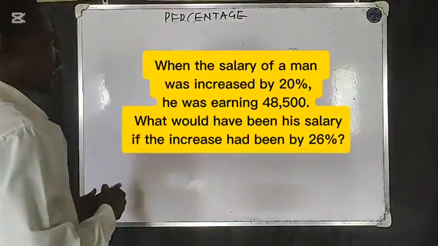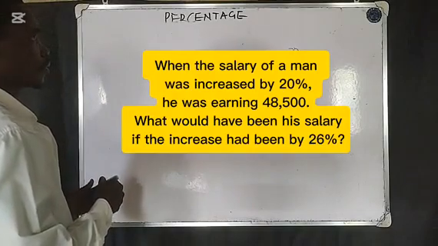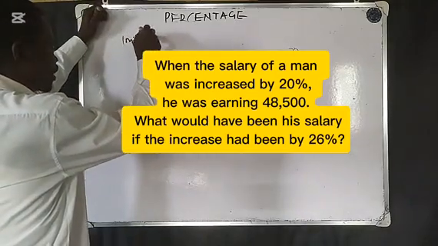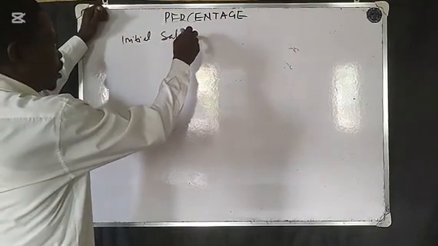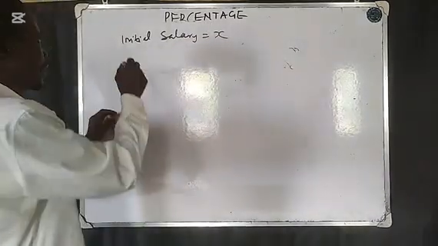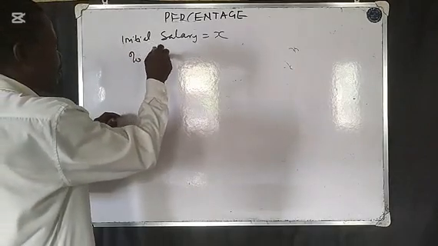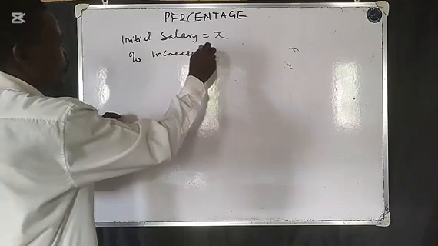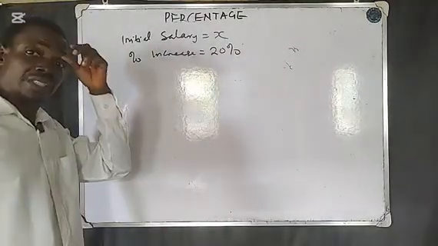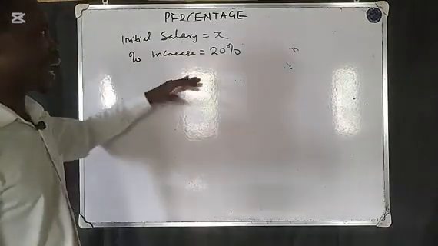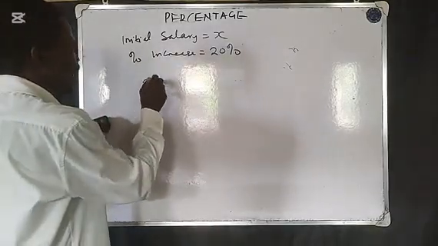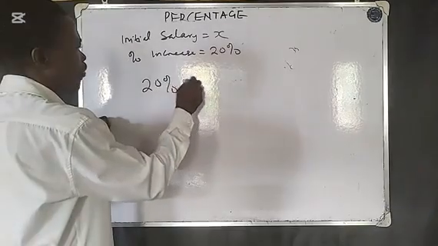Okay, what now happened? So the initial salary of a man is not known. Initial salary, let it be equal to X. Okay, so the percentage increase is given as what? 20%. A man was earning X salary before, we don't know it, right? And it was increased by 20%. That means 20% of X.